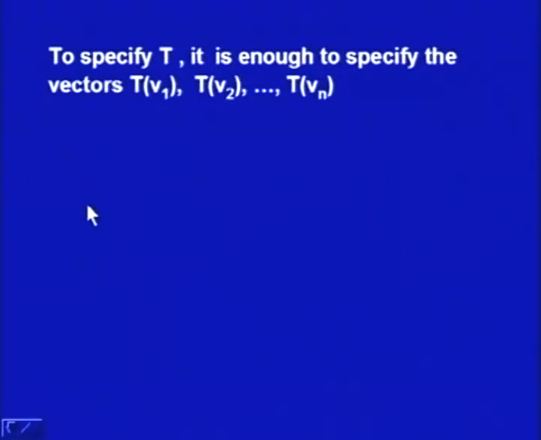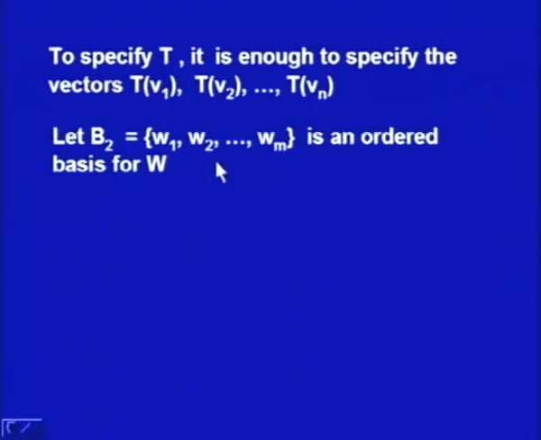That means, to specify T, it is enough to specify the vectors TV1, TV2 and TVn. But what are TV1, TV2, TVn? These are vectors in W, and let us say W has an ordered basis B2 consisting of W1, W2, Wm. This happens to be an m dimensional vector space, so we will have only m vectors.